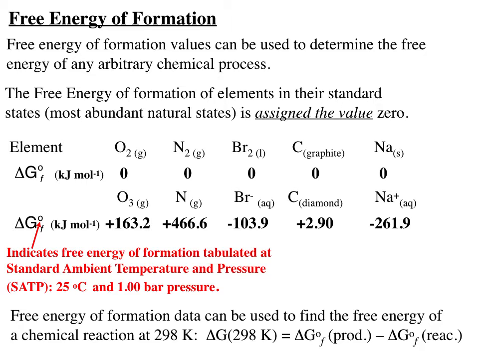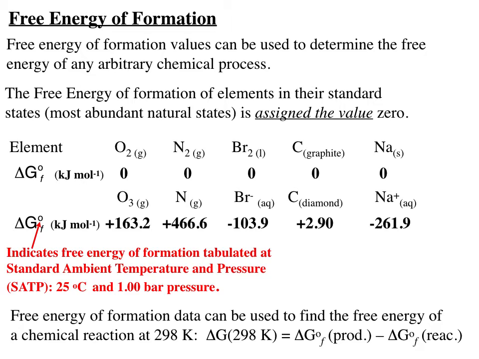All we need to know are the free energy of formations of the compounds and the molecules, and then because the free energy is a state function, all that matters is that we get to the final from the initial states. So delta G of the reaction is found by taking the delta G of formation of the products minus the delta G of formation of the reactants.